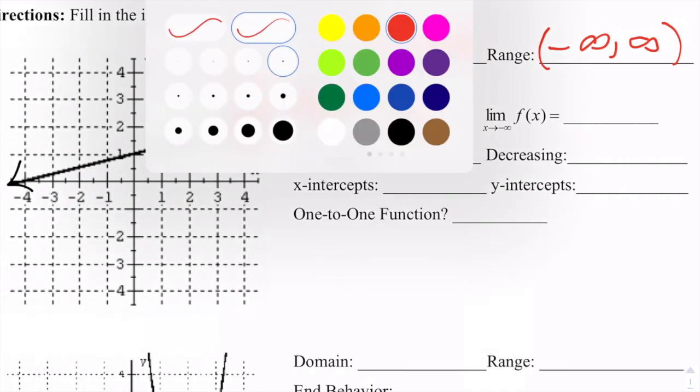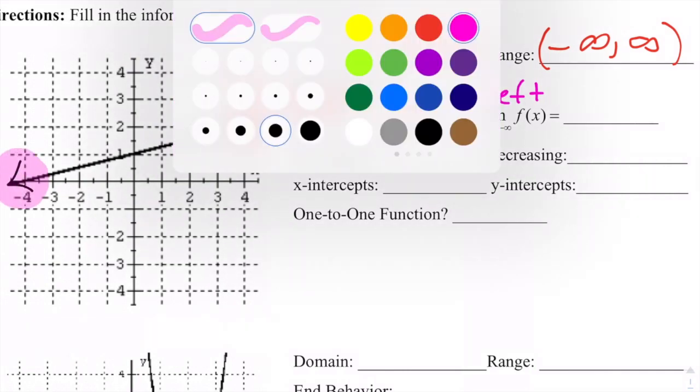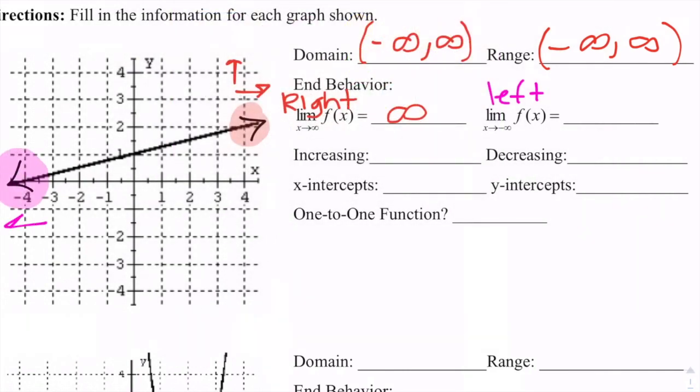Now we're going to look over here at the limit of f of x as x goes to negative infinity. Well, this is the left side of our graph, and so we're going to look at our left arrow. And we're going to make a note that as it goes left forever, it's also going down forever, so it's going to negative infinity.